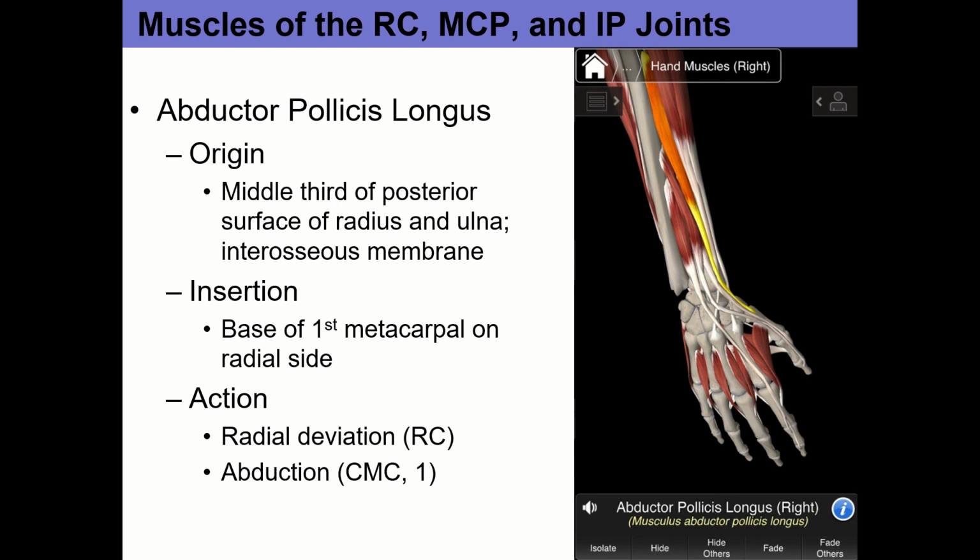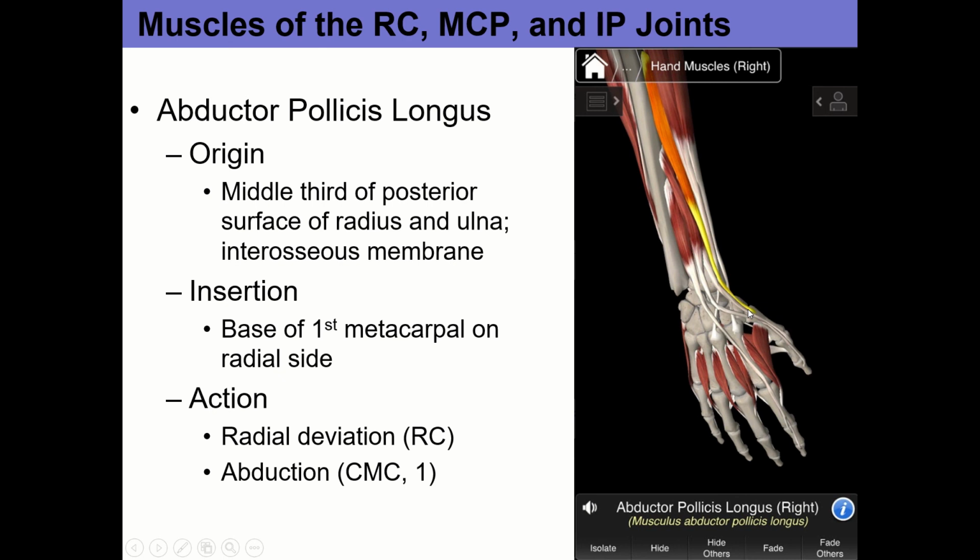So you can see the origin there, the middle third of the posterior surface of the radius and the ulna. Abductor pollicis longus is a surprisingly big muscle. And then also the interosseous membrane. And then it's going to insert on the base of the first metacarpal. So again, we're moving proximally. So now we're onto the metacarpal rather than the proximal phalanx or the distal phalanx. Inserting there on the metacarpal.